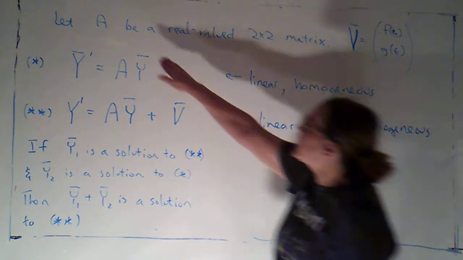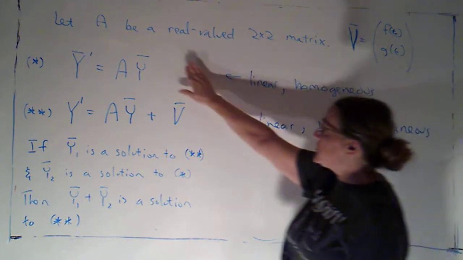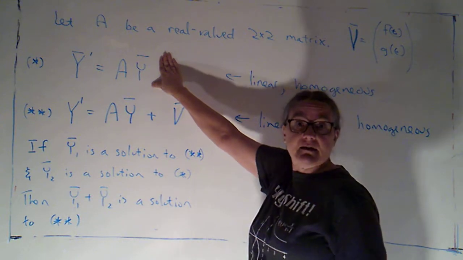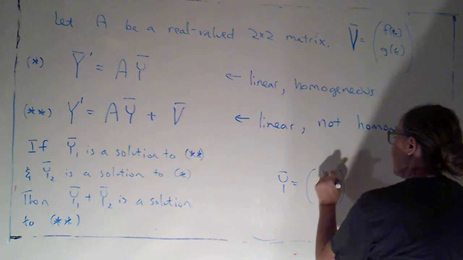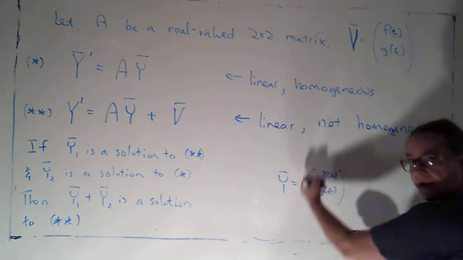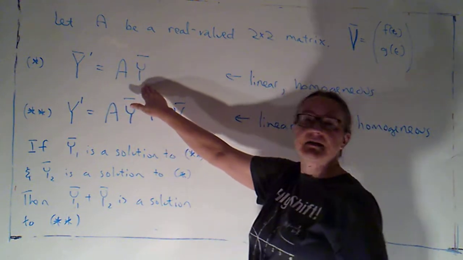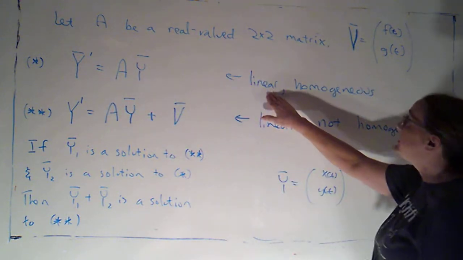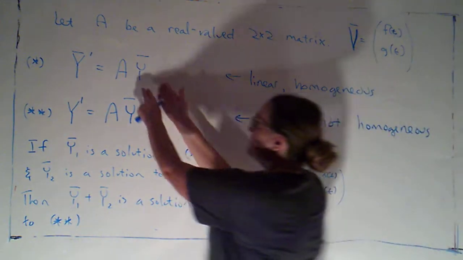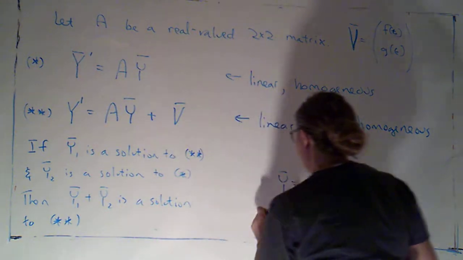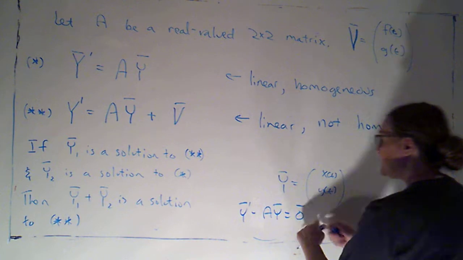Okay, so we're going to let A be a real-valued 2x2 matrix. Now, what we're used to working with is equations that look something like this: y prime equals A y, where y, of course, would just be x of t, y of t. So it's a pair of real-valued functions. y prime is our matrix times y. Okay. Now, that's a linear system. It's also homogeneous. Notice, if I were to move this over to the other side, I would get y prime minus A y equals 0.